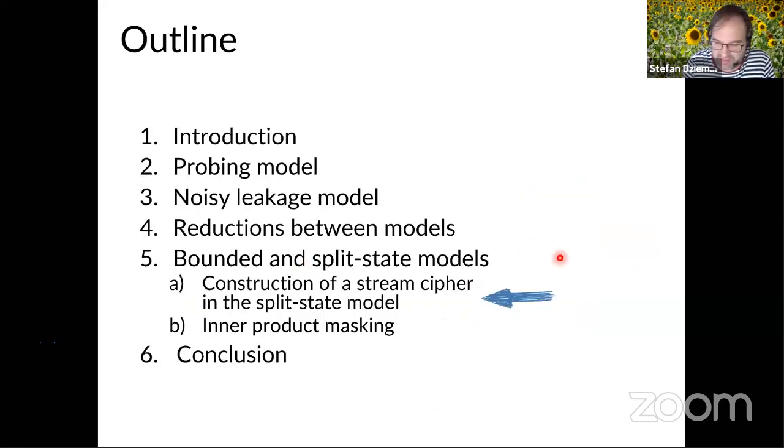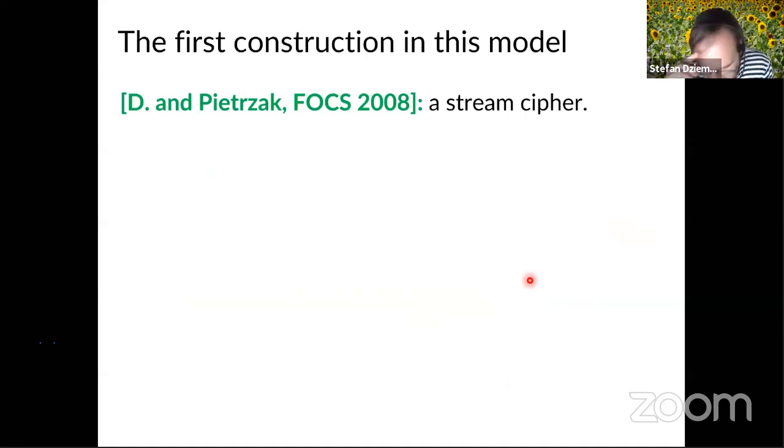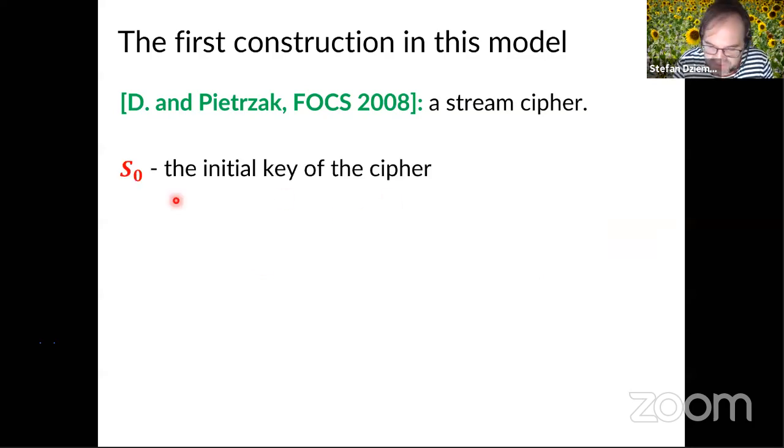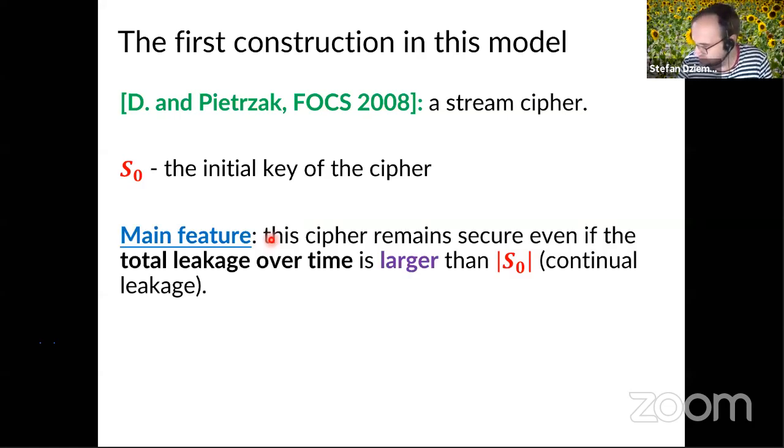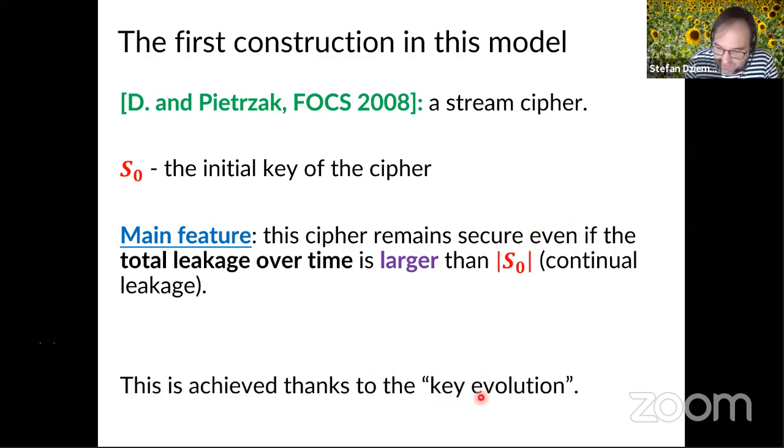And then pretty early, we had a construction of a scheme in this model. That was a paper by Krzysztof Pietrzak and me on Fox more than 10 years ago. This was a construction of a stream cipher where you start with some initial key. The main feature of the stream cipher was that it remains secure even if the total leakage over time from the secret key is larger than the secret key itself. That was achieved thanks to key evolution. It's also called rekeying in some other literature.